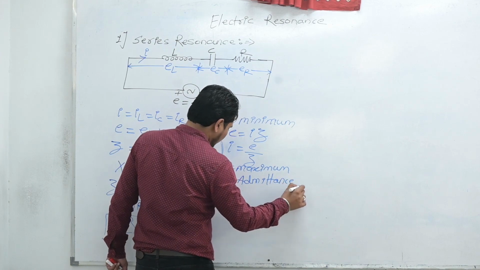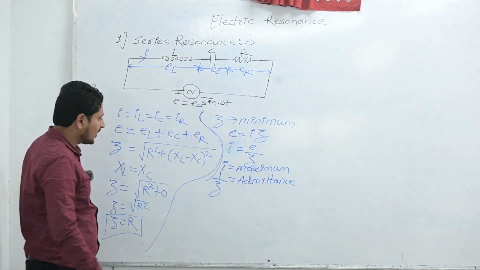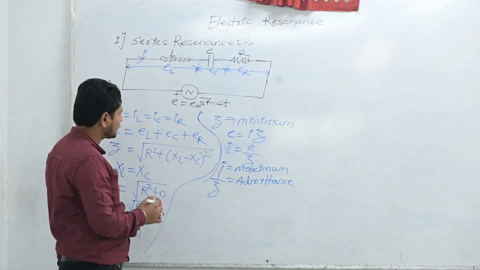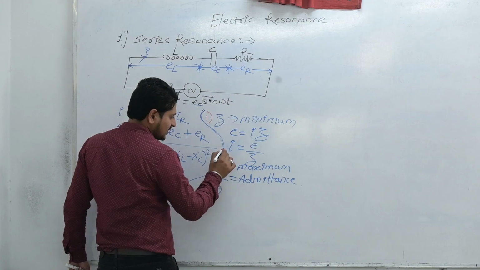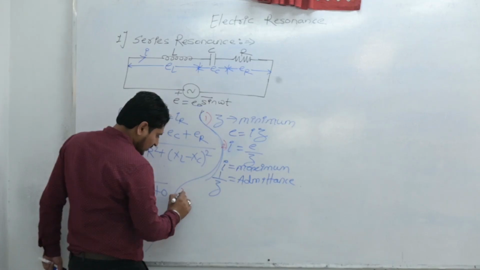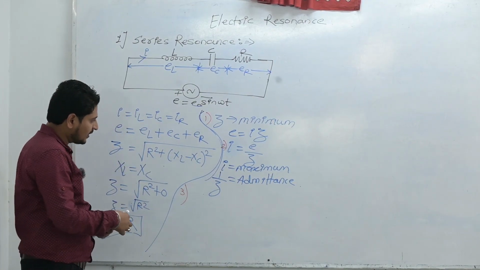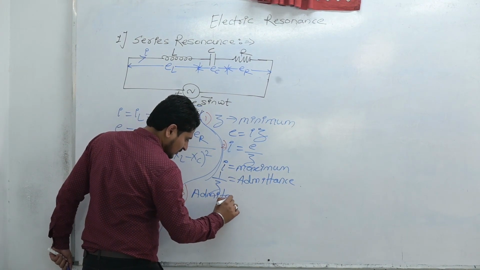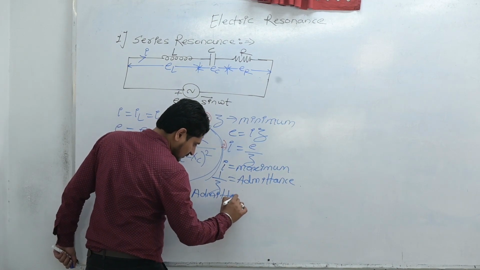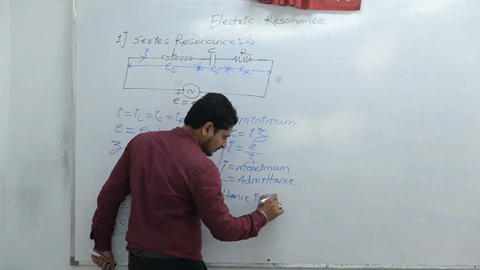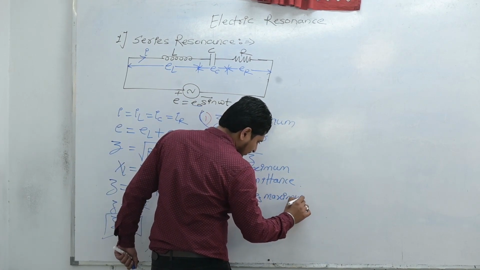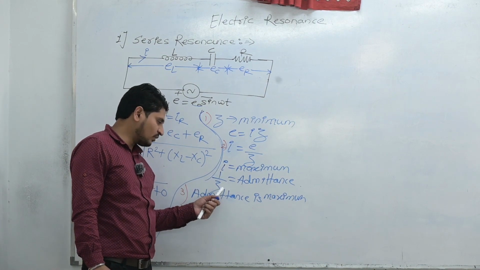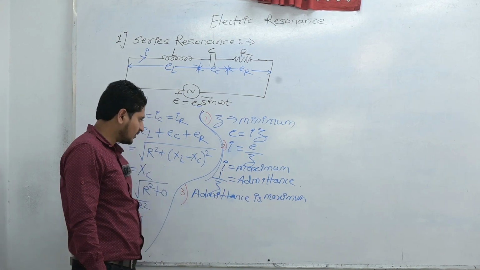So 1 upon impedance is equal to admittance. So this is considered as the first point. अगर मैं यहाँ से इसका characteristic बना लूँ, so this is the first characteristic. Now the second characteristic, and the third characteristic is that the admittance should be maximum. Admittance कितना हो जाएगा ये? Admittance is maximum. So why is admittance maximum? Because there is a reciprocal: the reciprocal of impedance is nothing but your admittance.